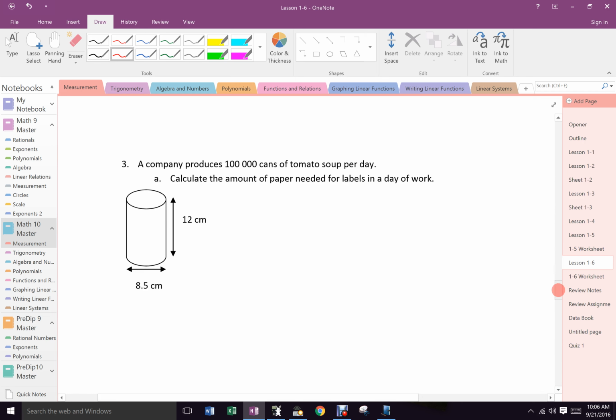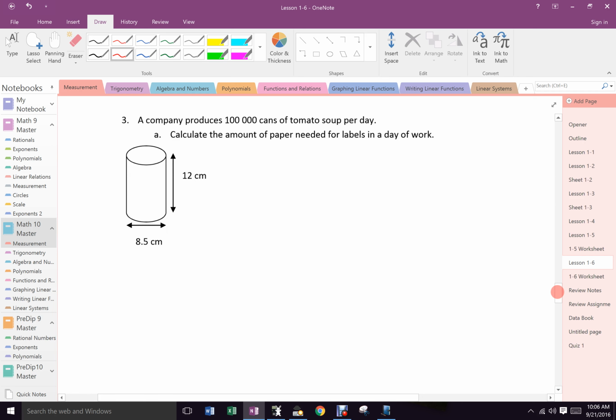So the first thing, did anybody try this? I know you did, Mark, and I'm pretty sure Antonio did. What's the problem with this question? Where is the trick in this question? Is it surface area or is it volume? Surface area, right? But you only want the lateral, don't you? You guys have picked up a can of soup. Is there any paper on the top? No. It's only this part.